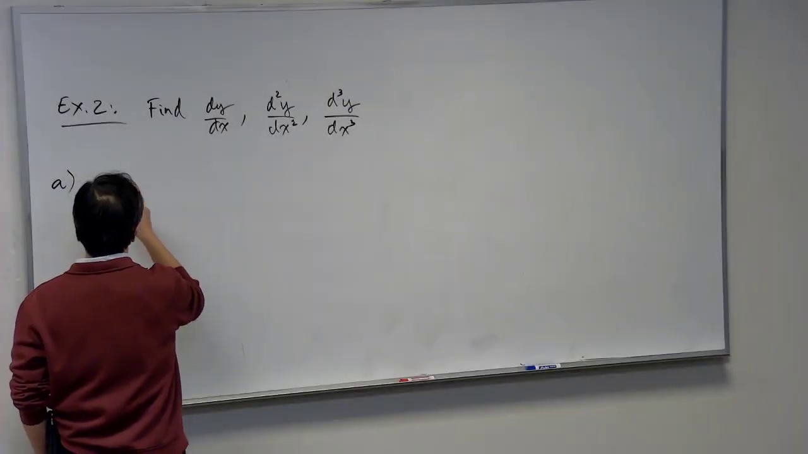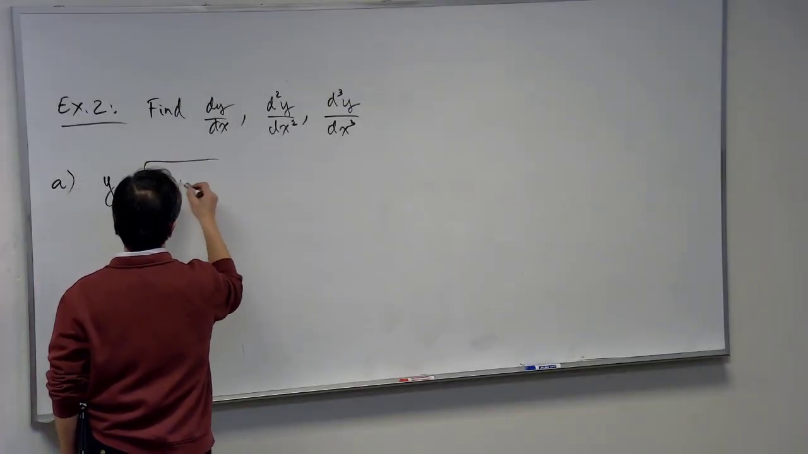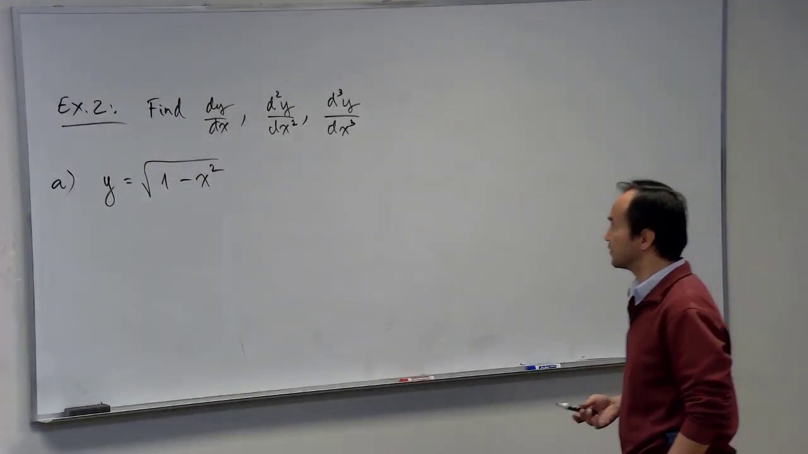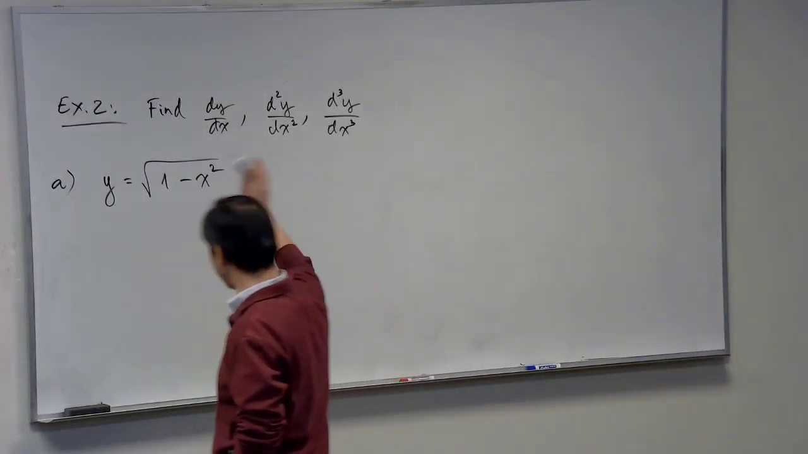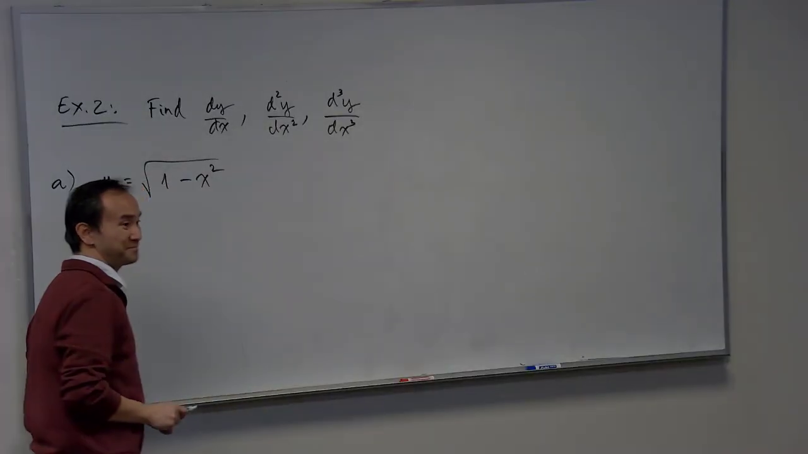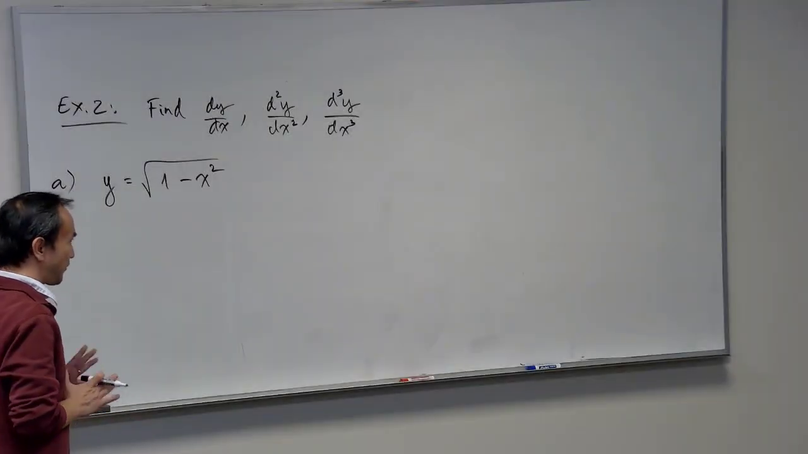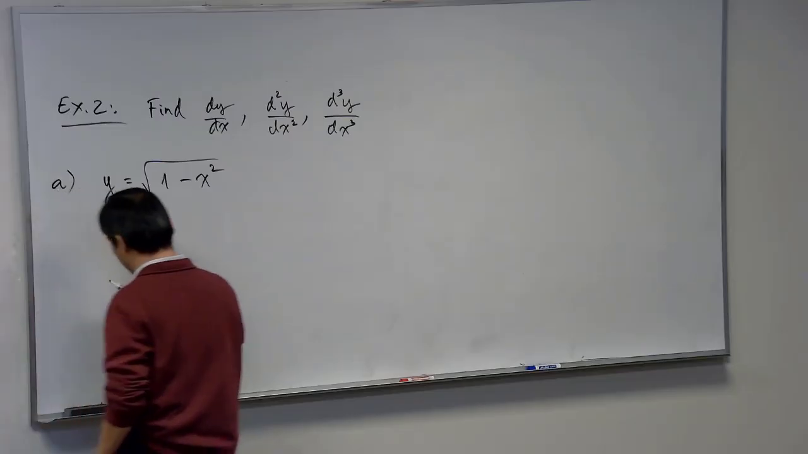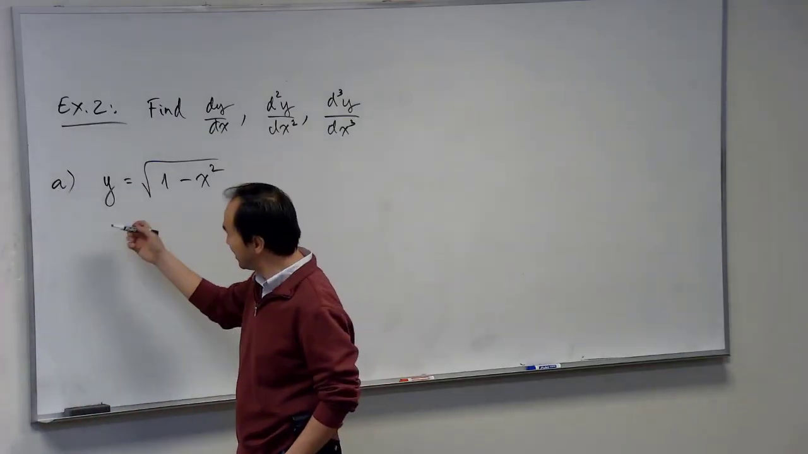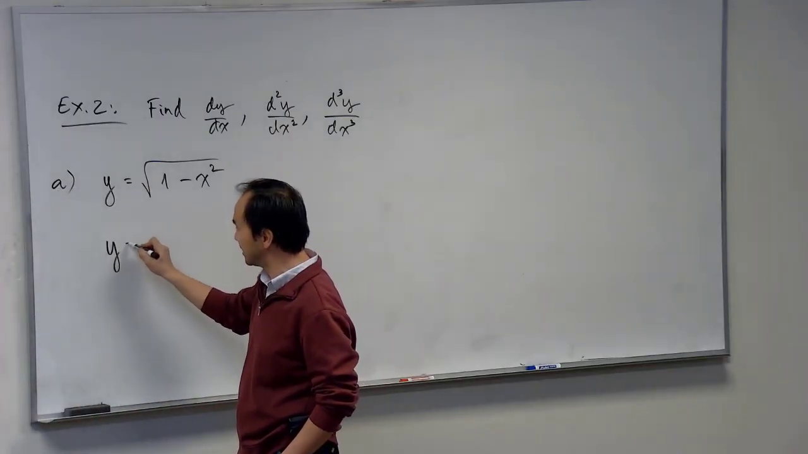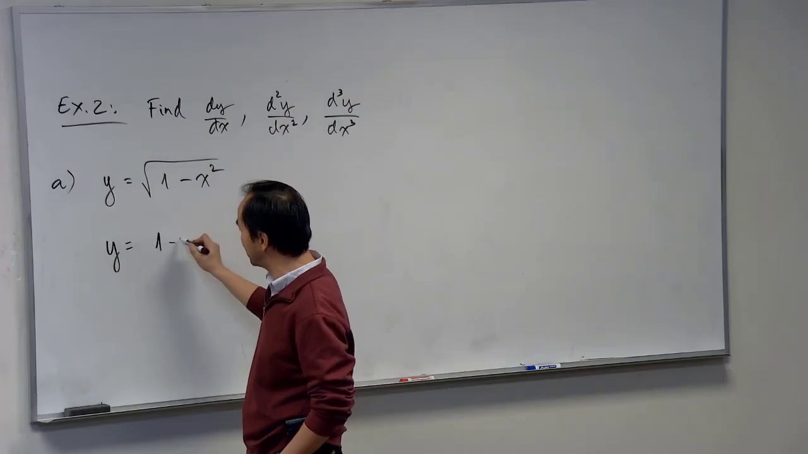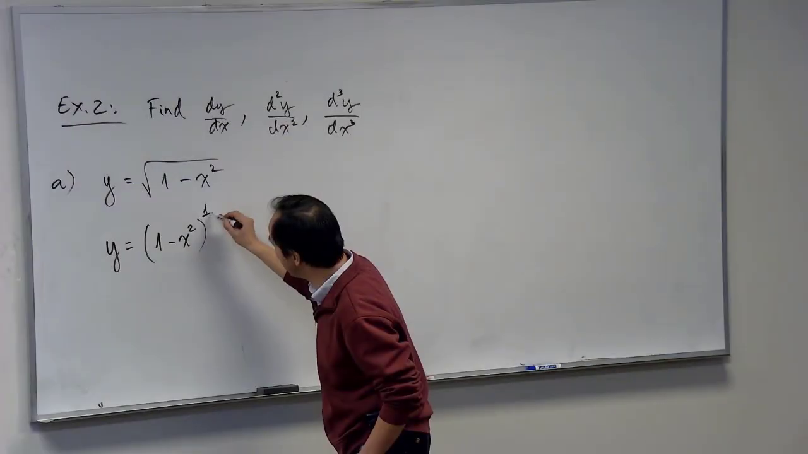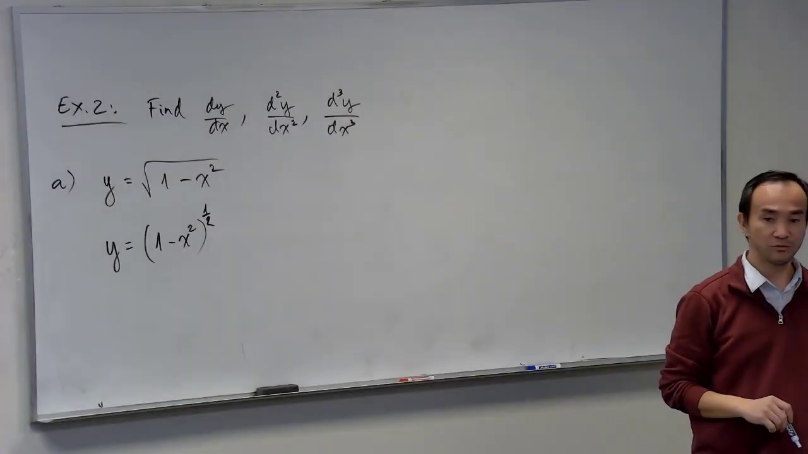So how about y equals the square root of 1 minus x squared, for example. Let's find the first derivative, and then the second derivative, and then the third derivative. Right at first look, it seems crazy, but as a reminder, before we start any derivative work, think about rewriting this as 1 minus x squared to the 1/2 power. You're good with me on that?